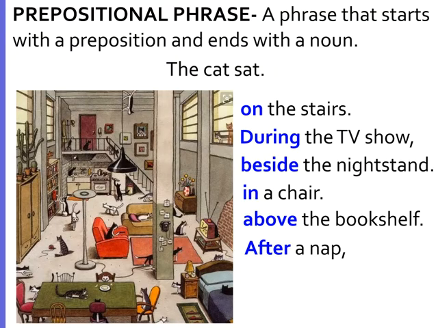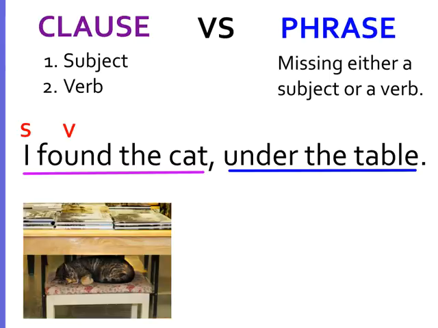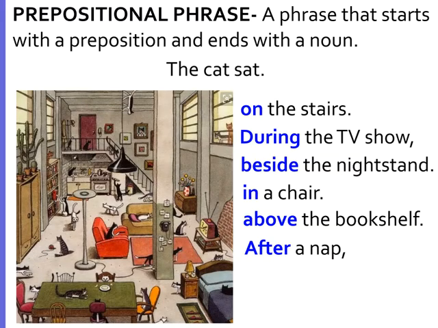So a prepositional phrase is a phrase that starts, remember a phrase is missing a subject or a verb or both. So it's a phrase that starts with a preposition and ends with a noun. It's important that you have both. So let's look at this sentence here. The cat sat, right? This is my clause, remember, because it has both a subject and a verb. The cat sat. Cat is my subject. Sat is my verb.